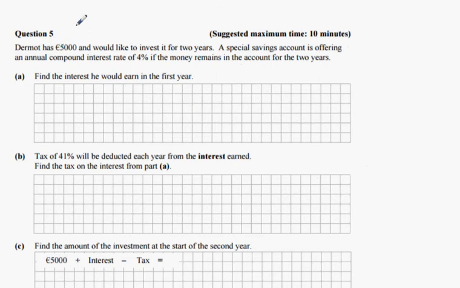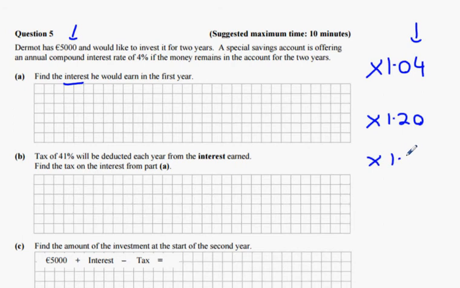Dermot has €5,000. He would like to invest it for 2 years. A special savings account offers an annual compound interest rate of 4% if the money remains in the account for 2 years. Find the interest you'd earn in the first year. The interest is the extra money. Now, if you want to increase a number by 4%, you can multiply by 1.04. If you want to increase a number by 20%, you can multiply by 1.20. If you want to increase a number by 16%, you can multiply by 1.16. If you want to increase a number by 4.5%, it can be 1.045.